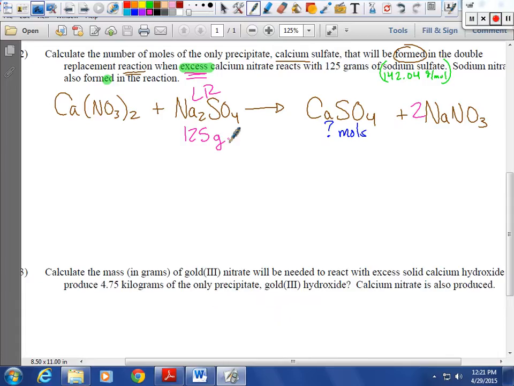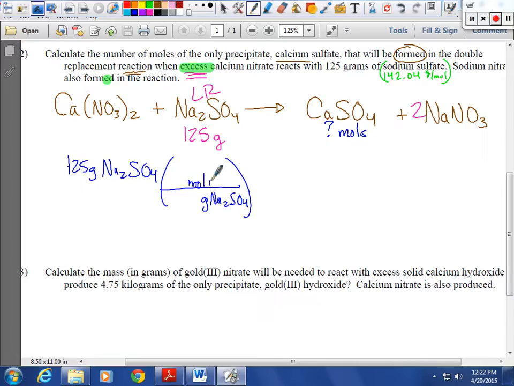So can I convert from my limiting to my unknown? Okay? What unit am I going from and to? Grams to moles. How many steps? 2 steps. So, I'm starting with 125 grams of Na2SO4. By the way, that green number up there that I wrote by the problem, that's the molar mass. I went ahead and calculated that. So I've got grams of Na2SO4. But what's the first thing I have to convert to? Moles. I've got to go to moles first.